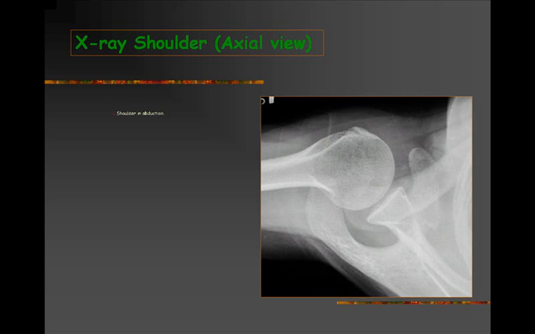One can also have an axial view of the shoulder joint, such as this. In this particular instance, the shoulder is in abduction, and the X-ray tube is placed in the axilla of the patient, and the X-ray film over the shoulder. Here we see the glenoid articulating with the head of the humerus. The scapula is seen here with the acromion process, and the coracoid is seen here, which points anteriorly.